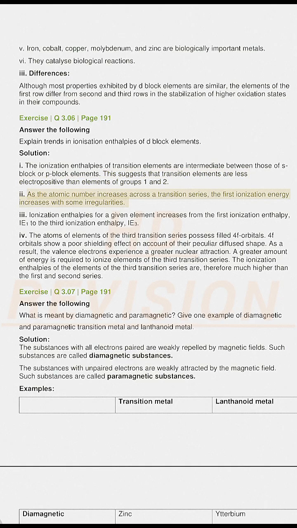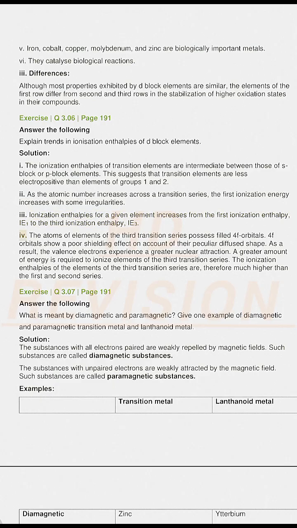2. As the atomic number increases across a transition series, the first ionization energy increases with some irregularities. 3. Ionization enthalpies for a given element increase from the first ionization enthalpy, i.e. IE1, to the third ionization enthalpy, i.e. IE3.